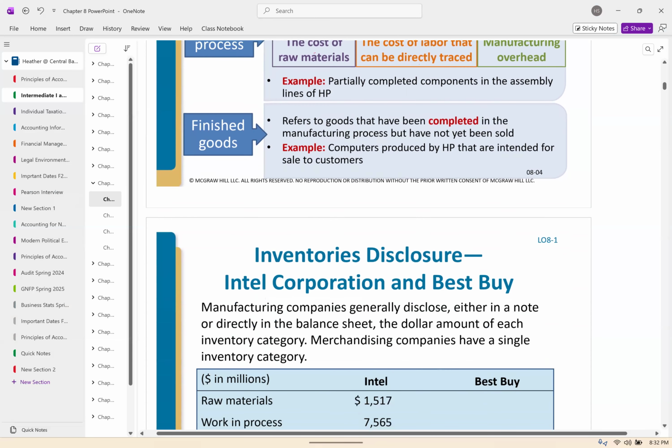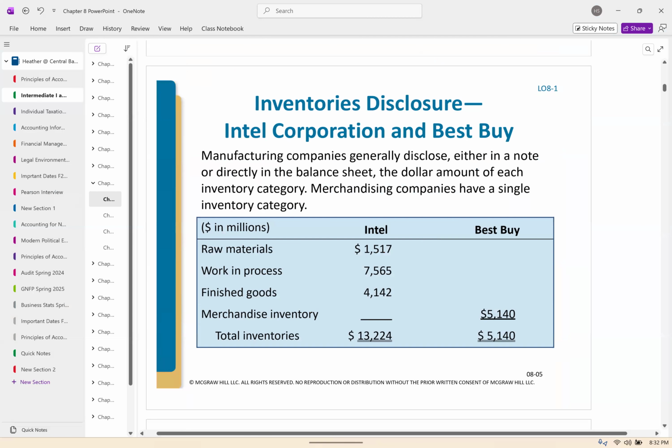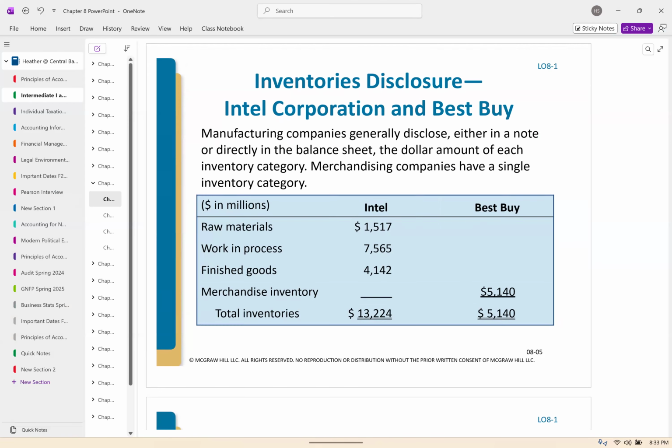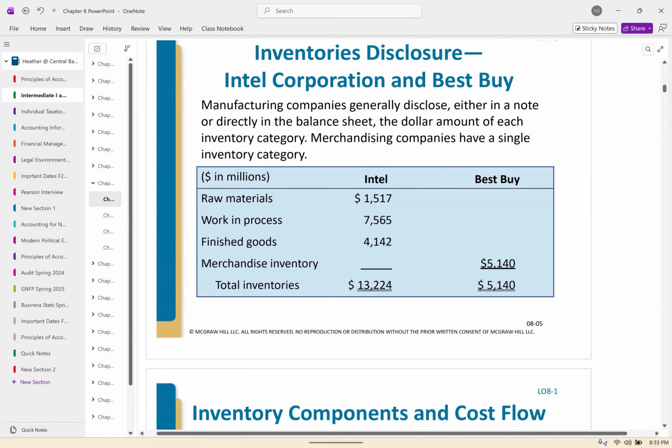So this is Intel Corporation, and they have a breakdown here of what the raw materials, work in process, and finished goods are. They don't have any merchandise inventory because it looks like they're a manufacturing business. Oh, I see why they put that there, because they got Best Buy over here. Best Buy has 5140 in merchandise inventory because Best Buy is not the people in the back room creating those computers. They're buying them from other people.